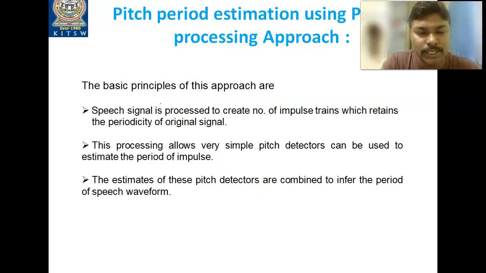So whatever points I clearly mentioned to you, I have represented in sentence form. The basic principle of this approach is that the speech signal is processed to create a number of impulse trains which retain the periodicity of the original signal. Actually we are going to focus on the speech signal as an impulse. If there is no impulse at all, it is an unvoiced signal or a silent signal. A voiced signal can be represented as an impulse train, that we already know. So this processing allows very simple pitch detectors to be used to estimate the period of the impulses, and the estimates of these pitch detectors are combined to infer the period of the speech waveform.